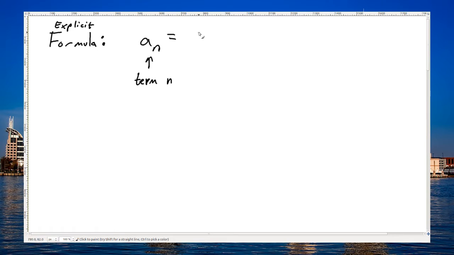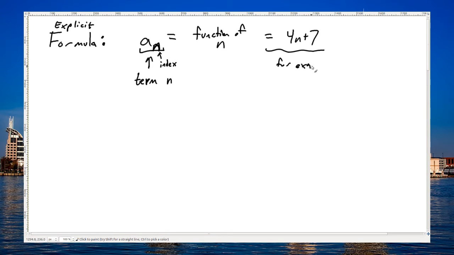term n of the sequence, where terms are the different numbers within the sequence. All right, and then it's going to be given to us as some function of the number n. We call this n the index right there. So a sub n is the term, the n is the index of that term, and the explicit formula is just some function of n. For example, maybe it's 4 times n plus 7, for example. All right, it's just some sort of function.